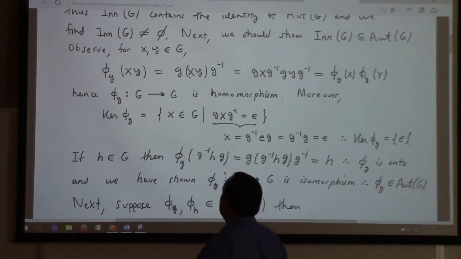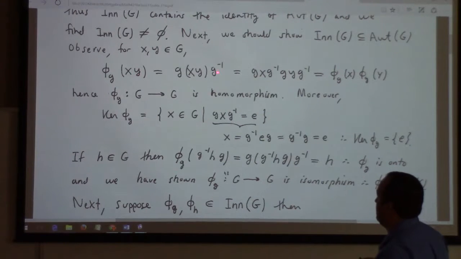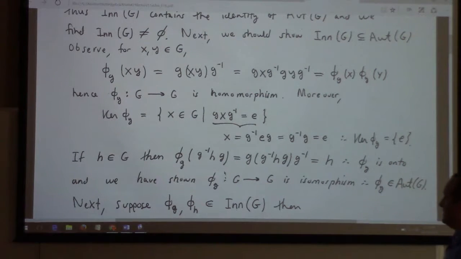Not a lot, but if I look at the inner automorphism acting on a product, it's this. But then if you use your imagination, there's a G inverse G in the middle, which is this. So consequently, it's a homomorphism. And I still need to show that it's a bijection. So the kernel, which is X that maps to the identity, well, I can solve this for X basically. So the kernel is the identity, which shows it's injective.